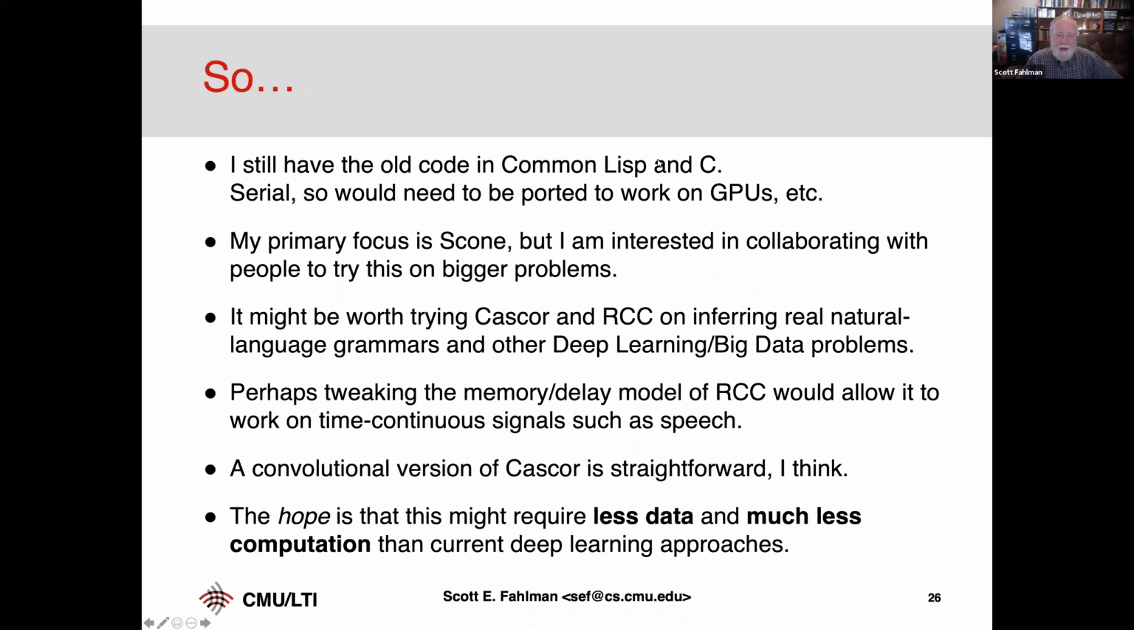I still have the old code in Common Lisp and C. It's serial. It would need to be ported to work on GPUs, and we're working on that. I'm devoting a little bit of my time to this. I'm mostly working on SCONE, which is my symbolic knowledge representation stuff. It's not neural nets at all these days. But I'm interested in collaborating with people who want to take the old Cascor ideas and push them forward if they want to. I've got limited time I can put into that, but I'm certainly interested in collaborating and helping.